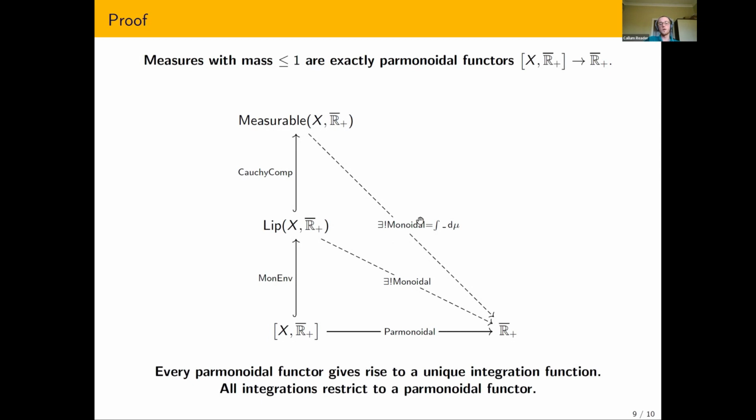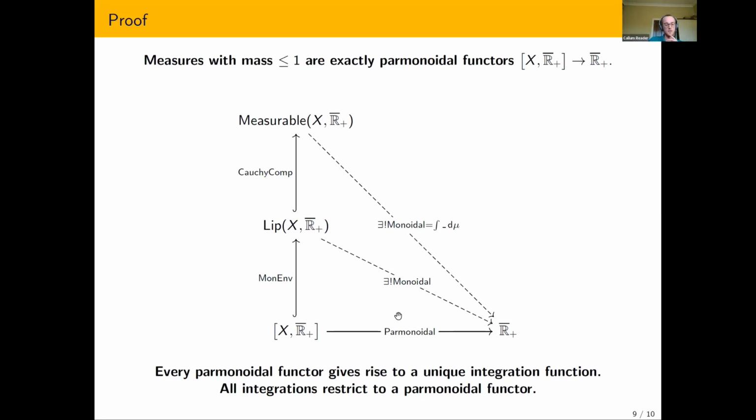And so what you end up getting is that every par monoidal functor will give rise to some unique integration functor. But of course, if you've got an integration functor here on the measurables, you can just restrict that to short maps, and that will preserve pointwise addition. So you get this kind of bijection.